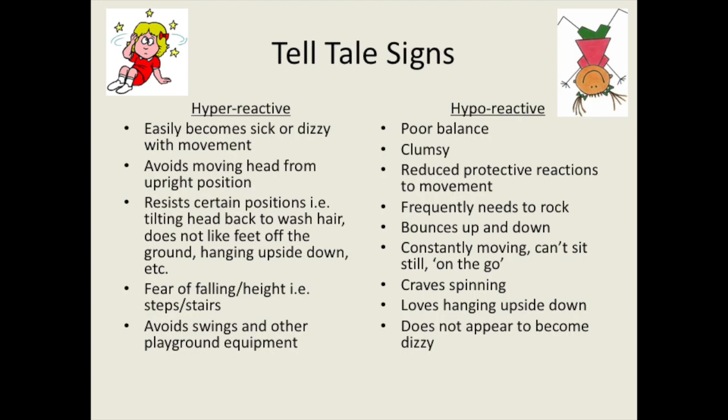For those children that are hyporeactive and they're not getting enough input, they may have poor balance. They may appear clumsy. They may have reduced protective reactions to movement. They may frequently need to rock, bounce up and down, and constantly move and not sit still and always appear to be on the go. They may crave spinning, and they may love hanging upside down, and they may not appear to become dizzy.